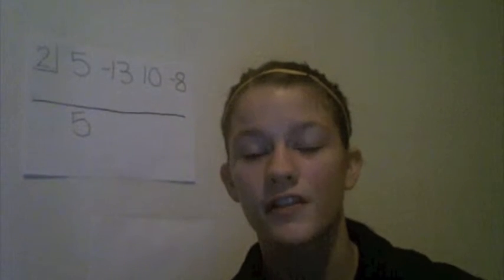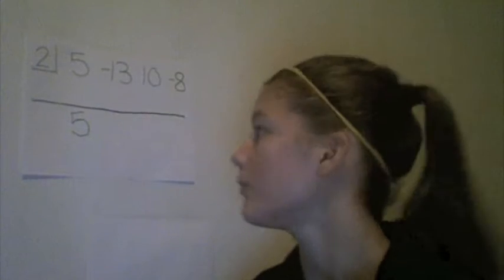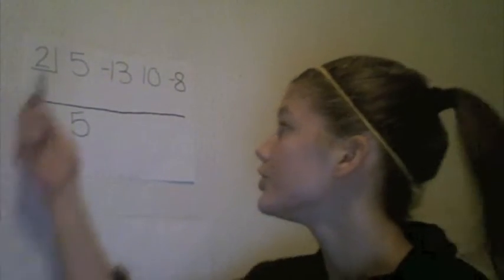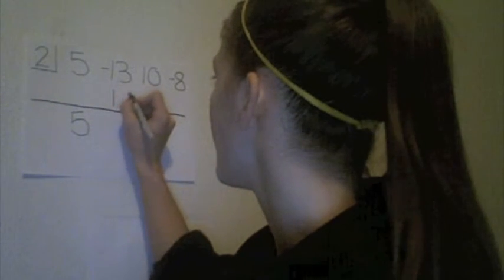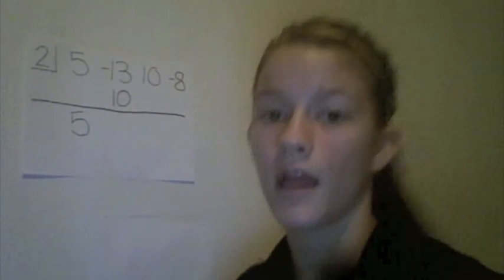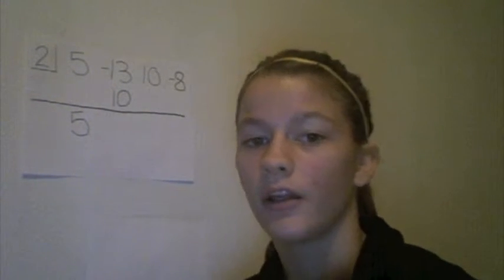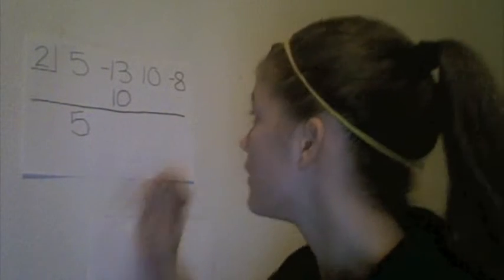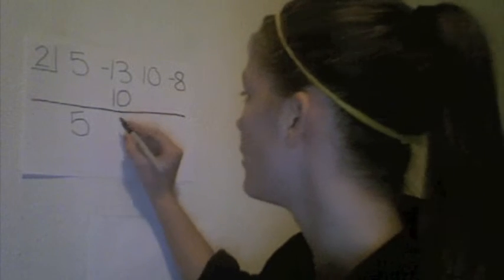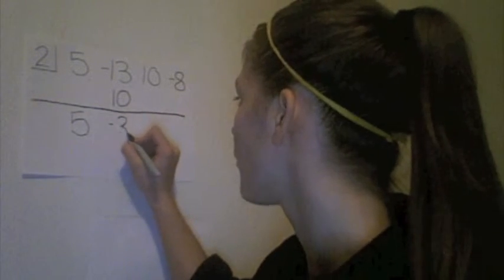For the third step, I have to take the first coefficient, which is 5, times r, which is 2. So when I take 5 times 2, I get 10. And then I have to add the product and the second coefficient together, which is negative 13 plus 10, which equals negative 3.